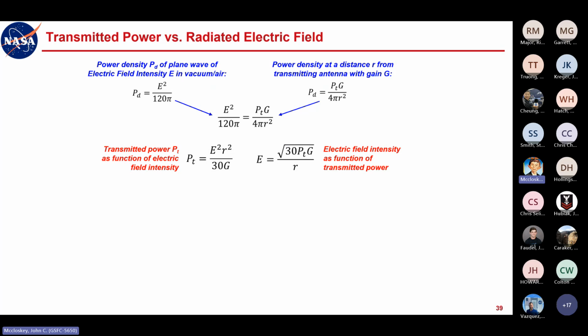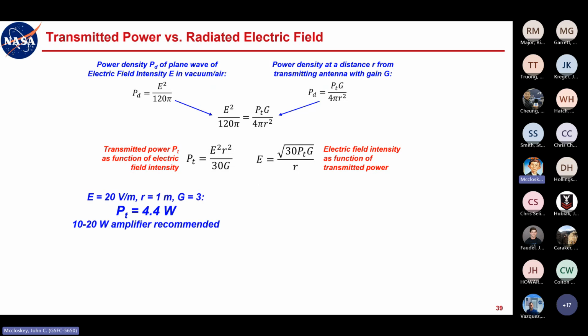Once you use them enough, you'll just remember them, but you can always get back to them just knowing this relationship here, which is what I generally do. I like to minimize the amount of stuff I have to memorize because I suck at memorizing. So your transmitted power is E squared R squared over 30G, and then your electric field is the square root of 30 times P_T G over R. And you can see these are just equivalent expressions with terms rearranged.